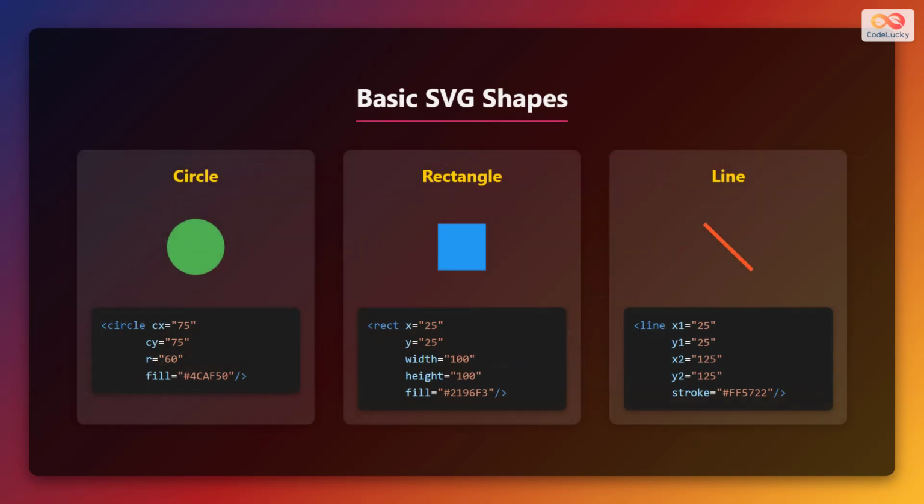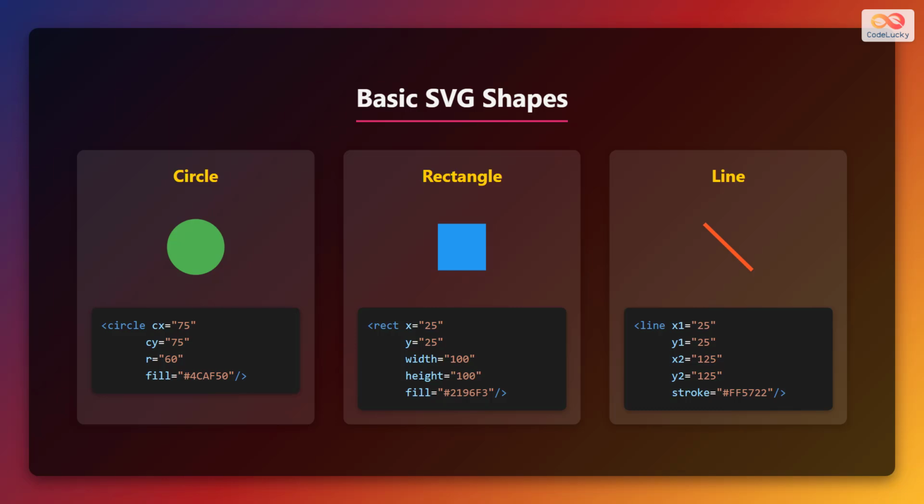Now let's delve into the basic SVG shapes. First, we have a circle. The circle element is defined by the cx and cy attributes, which specify the center coordinates, and the r attribute, which defines the radius. The fill attribute sets the color of the circle.